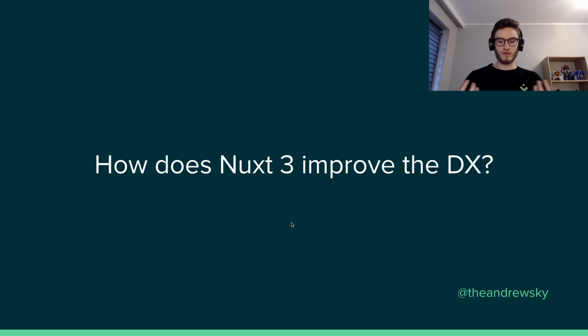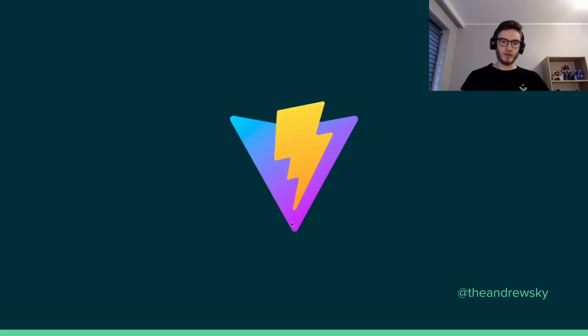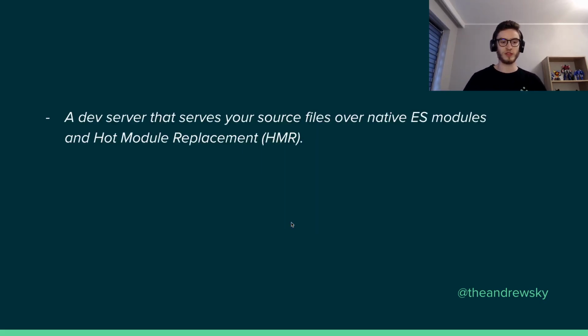So how does Nuxt 3 improve the developer experience? Let's start with Vite. Vite is a front-end build tool that is not necessarily glued to the Vue.js ecosystem. You can use it in many different frameworks like React, like Svelte. So it's more like a build tool that improves the developer experience by providing very fast load times of your application. So Vite consists of two main functionalities.